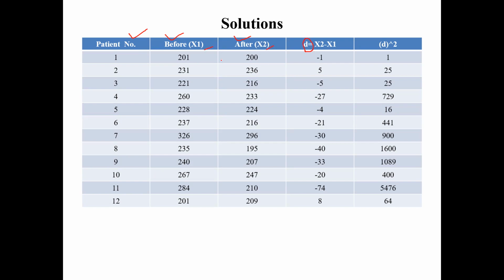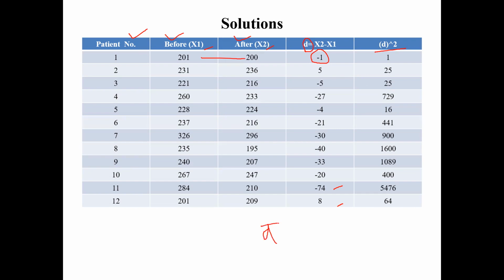For each corresponding value we get the difference, like 200 minus 201, which is minus 1. Accordingly, we can find all these values. Then, because we have some negative and positive values, we compute d squared. Why? Because we have to calculate the mean and standard deviation. For the mean, d is given, so we can calculate d bar.